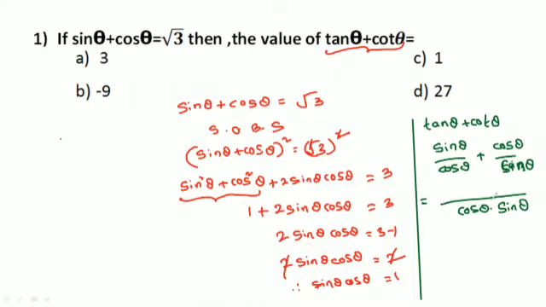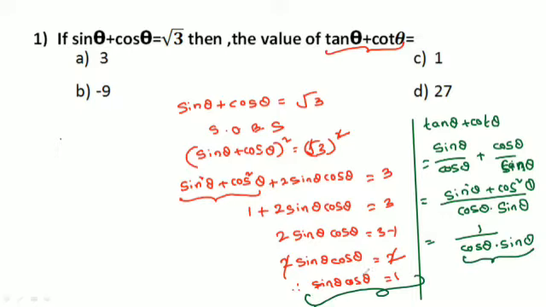Now, here we get, children, sine square theta plus cos square theta over cos theta into sine theta. Now, children, sine square theta plus cos square theta is equal to 1. I think you might understand tan theta plus cot theta by changing into sine and cos terms. So we got 1 by cos theta into sine theta. So to find this value, we need cos theta into sine theta, which I found by simplifying this equation.